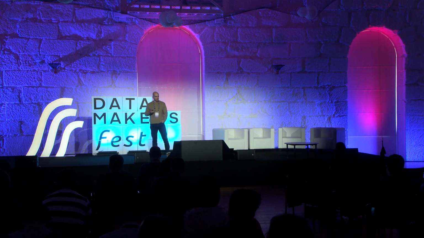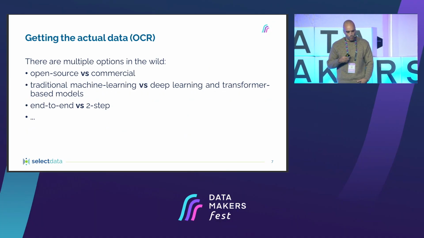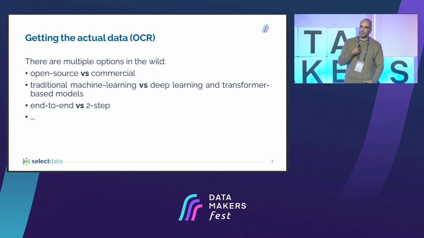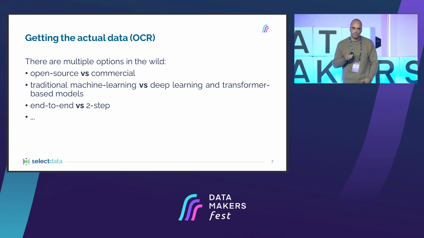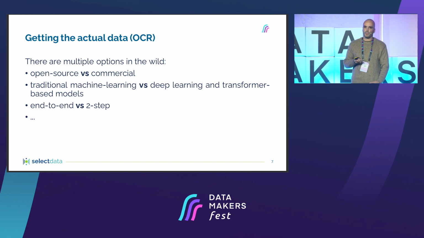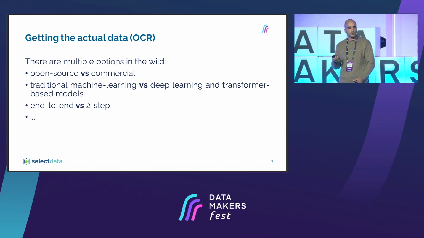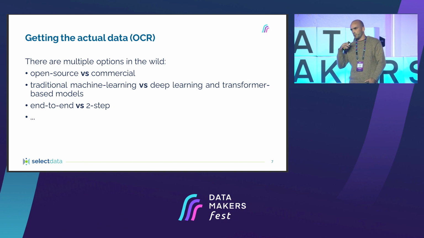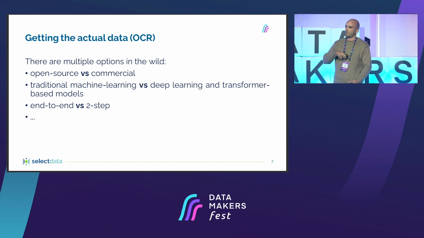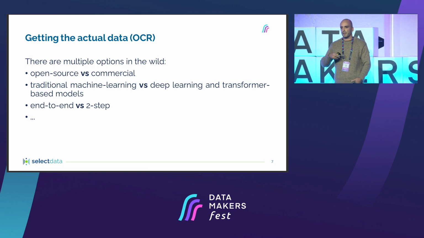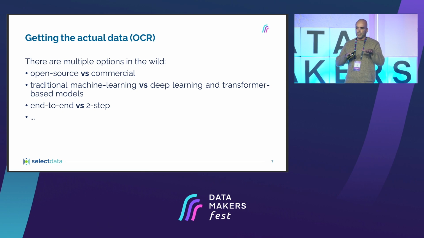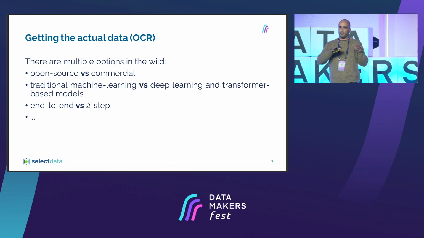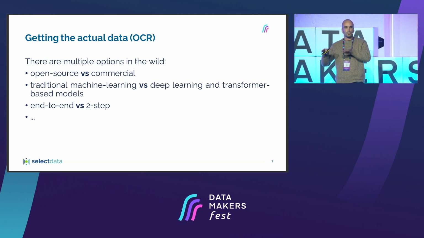and we'll see how they make sense for the rest of the steps as well. But going into our own decision process, there are plenty of choices for you to make when you want to extract text from images. You have commercial options, you have open source options, you have approaches that focus on traditional machine learning, you have new approaches focusing on deep learning and leveraging transformers. You have different frameworks on how to leverage these models, both end-to-end frameworks or two-step approaches, as they call it.